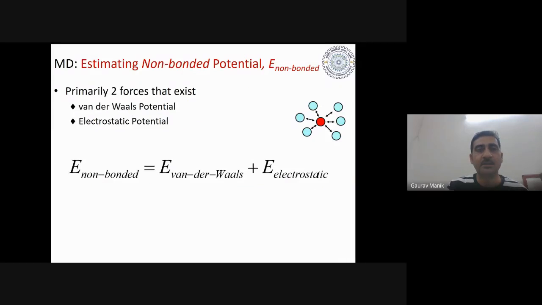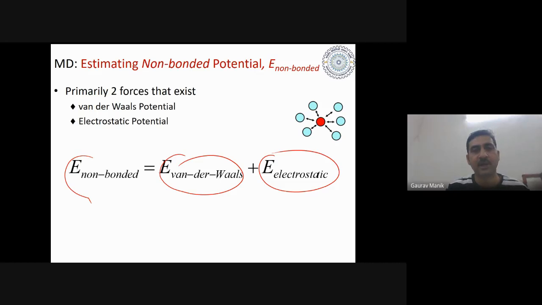What is left is now the non-bonded forces, and the non-bonded forces are nothing but the sum of the van der Waals forces and the sum of the electrostatic forces. So you will have to find out the van der Waals forces and the electrostatic forces. Electrostatic may be present, may not be present. Van der Waals is in general most of the time present.